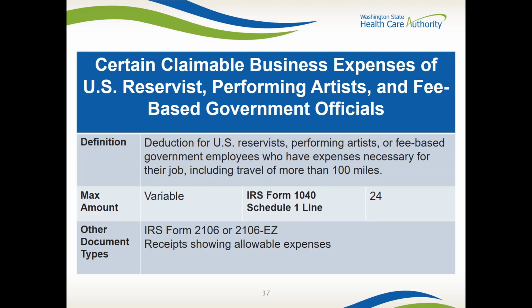Certain claimable business expenses of U.S. reservists, performing artists, and fee-based government officials. This deduction is for U.S. reservists, performing artists, or fee-based government employees who have expenses necessary for their job, including travel of more than 100 miles. Currently, the deduction amount for certain claimable business expenses is variable and claimed on line 24 of Schedule 1.